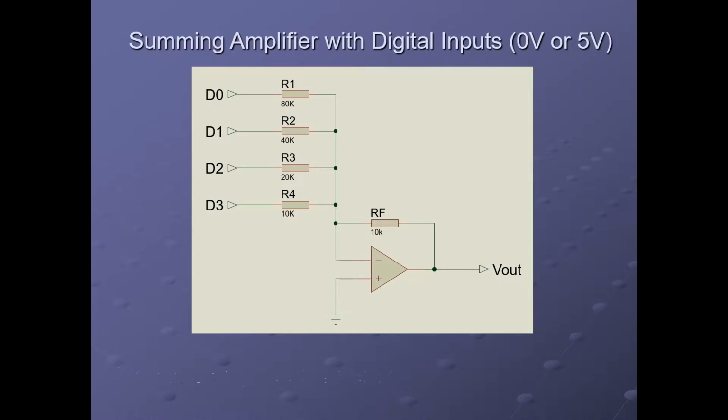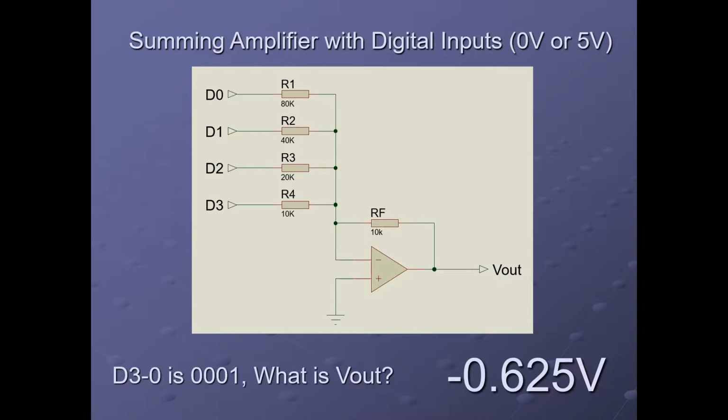Slightly different then. D3 to D0 is 0 0 0 1. So what's V out now? See if you can work it out. Pause the video. And if you got -0.625, then you are absolutely fantastic.